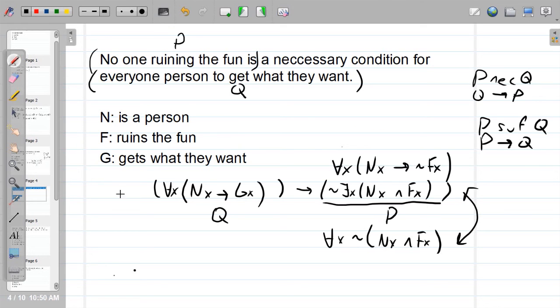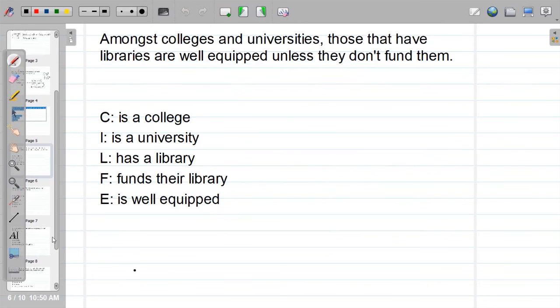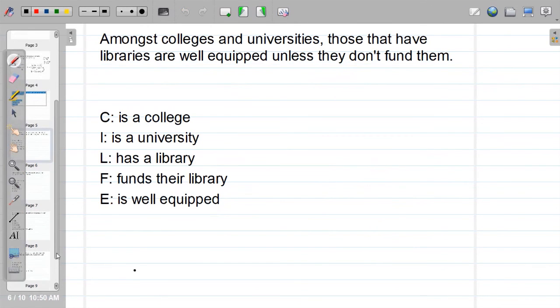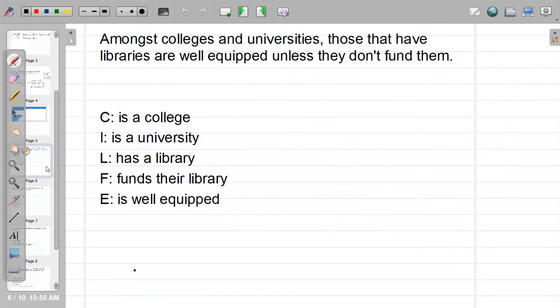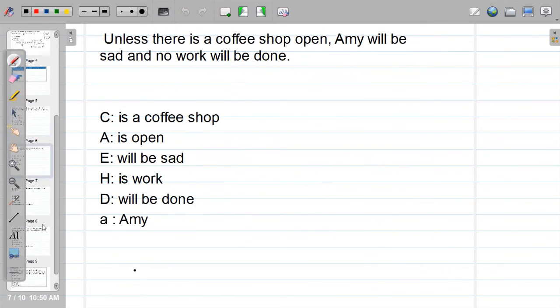Okay. If there's no more questions, let's do another. We're running out of time already. I had some big funky ones I was going to do. This is too similar. Let's see. Here we go. Unless there's a coffee shop open, Amy will be sad and no work will be done.